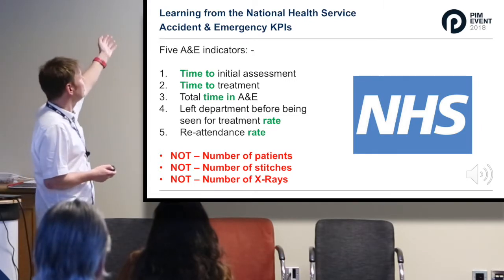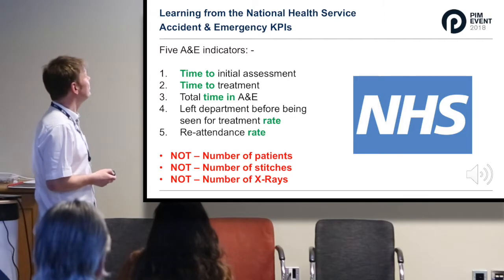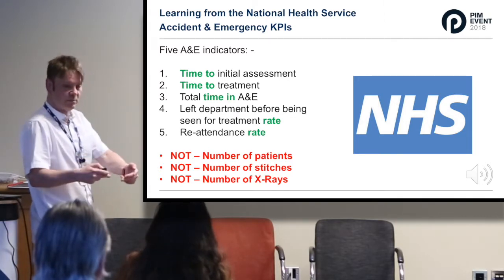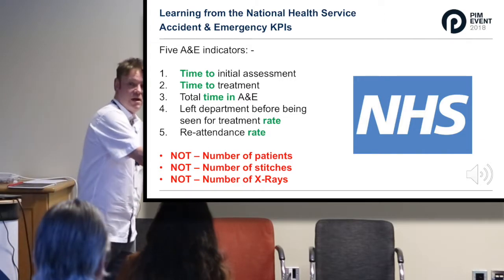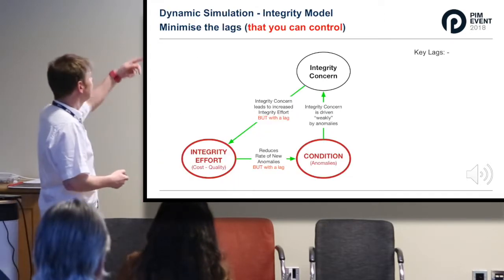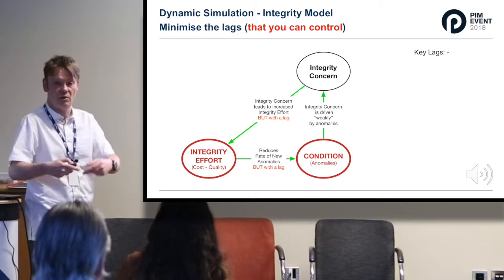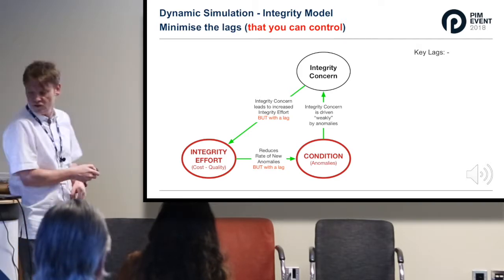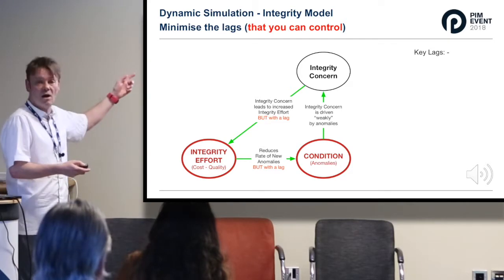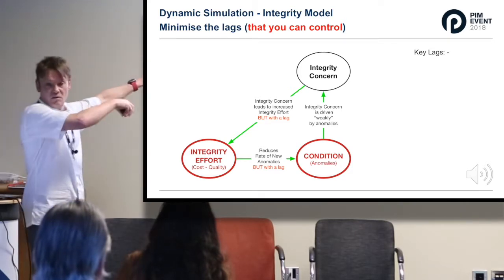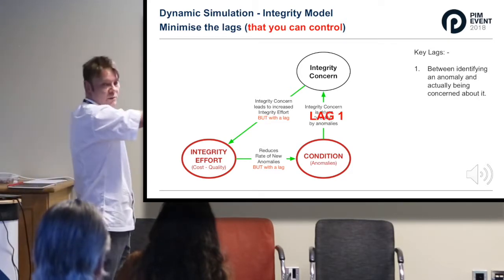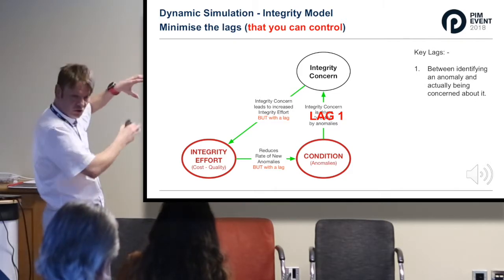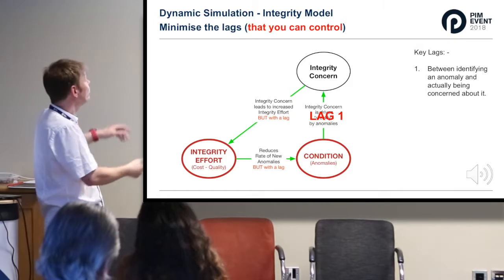You could almost draw an analogy between the time to initial assessment, which is how long is it between doing the inspection and doing the RBI. Time to treatment, how long between doing the RBI and actually understanding things and creating some sort of intervention. So let's have a look at our model. Let's look at the bit we can manage, the bit that we've got control over. Forget all the other bits. They only come in when this one goes wrong. If we can control this, we're in a good place.